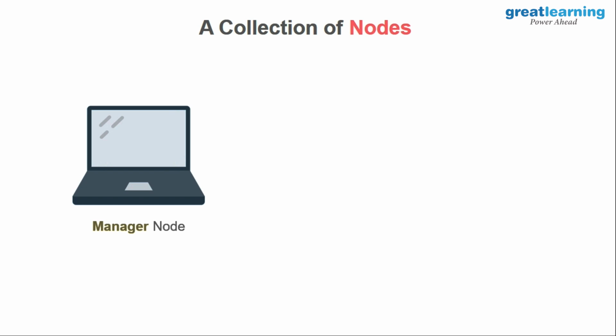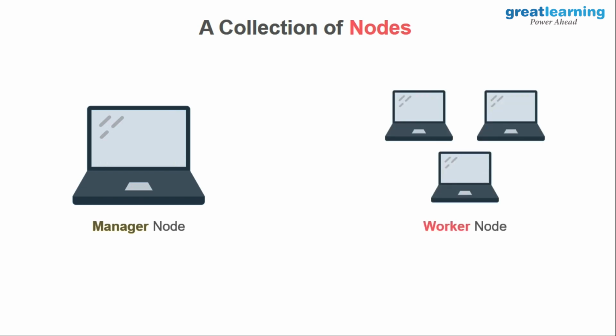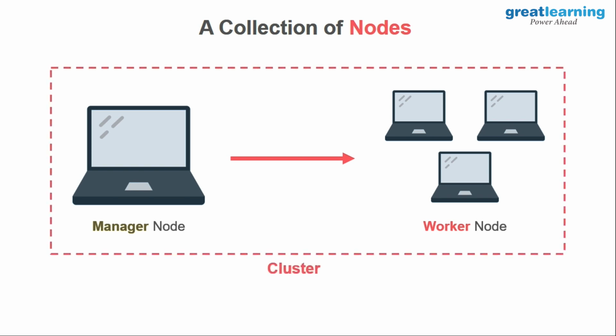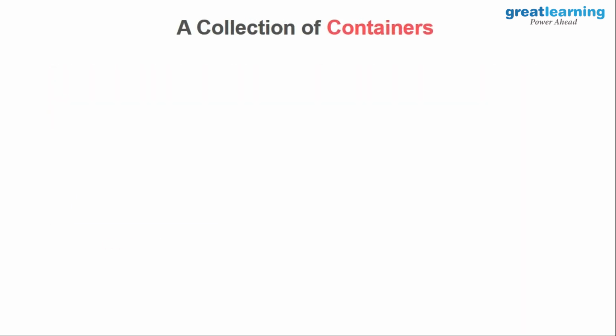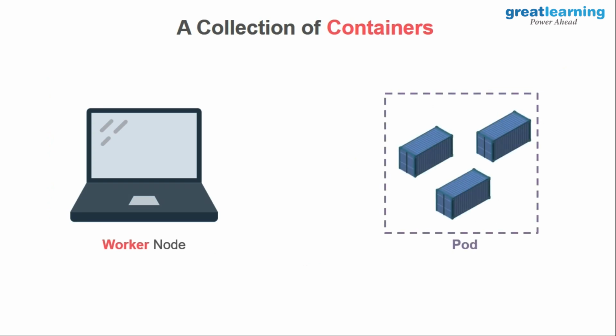So there is always a manager node and there are always worker nodes. On your manager node, you'll have the manager components, and this manager node will be managing all your worker nodes. All right, and all of it will be called a cluster. Now, in each of your worker nodes, you will have something called a pod. This pod is basically something that Kubernetes is handling, and inside of a pod, you'll have multiple containers.